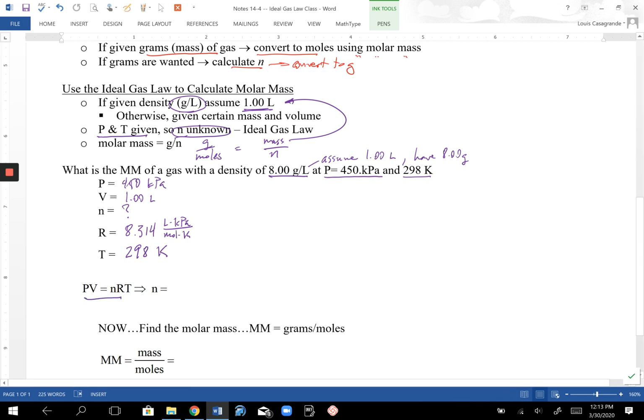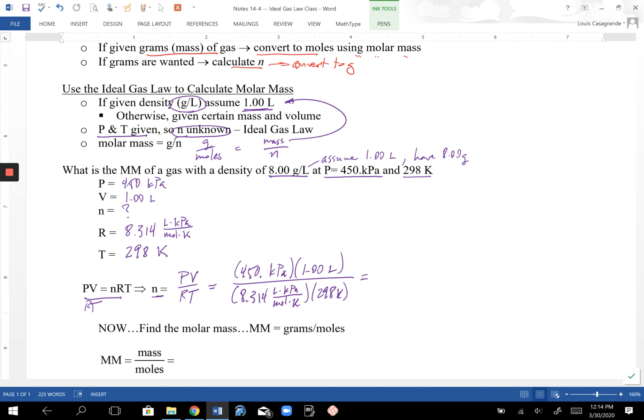Looking at PV equals nRT, n is our unknown. So we're going to divide both sides by RT and find that n is equal to P times V over R times T. And that equals 450, and let's put the decimal point there for precision, kilopascals, volume 1.00 liters, R was 8.314 liters times kPa divided by moles times Kelvin, and the temperature 298 Kelvin. That should get us our answer. Go and calculate your answer for the number of moles. Stop the video and then come back when you're done.